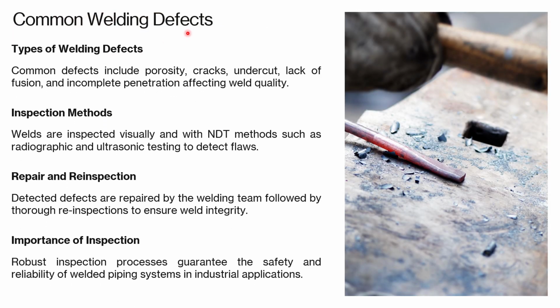So what are the common welding defects? Again, when you are working on site, you should be aware of not only the procedure, you should also be aware of the common welding defects. Common welding defects include porosity, cracks, undercut, lack of fusion, and incomplete penetration. These are a few of the important defects that we see quite often on site. These defects can compromise the strength and integrity of the weld.